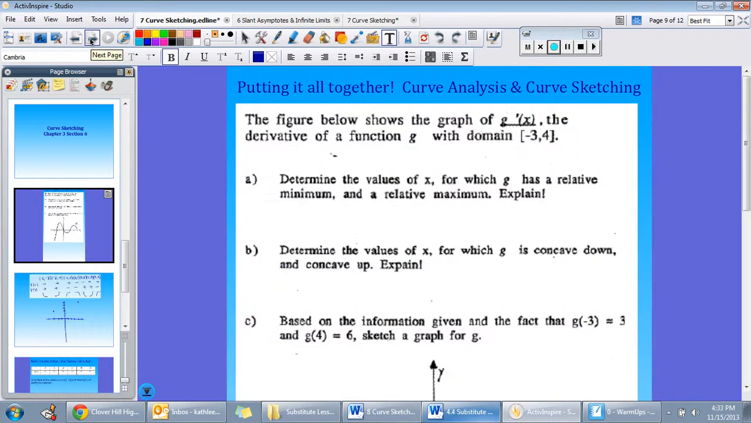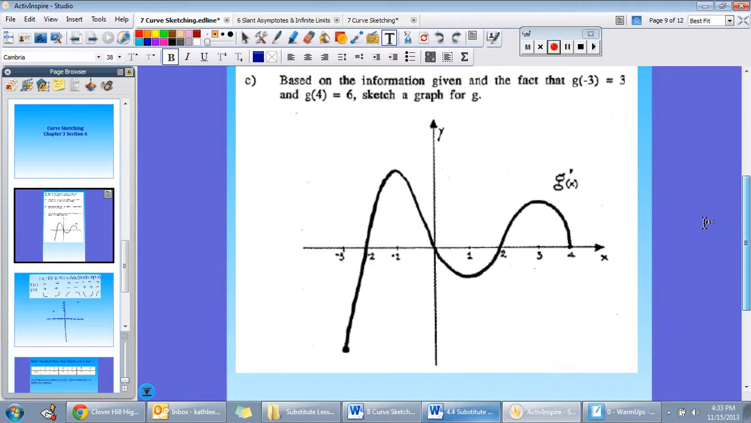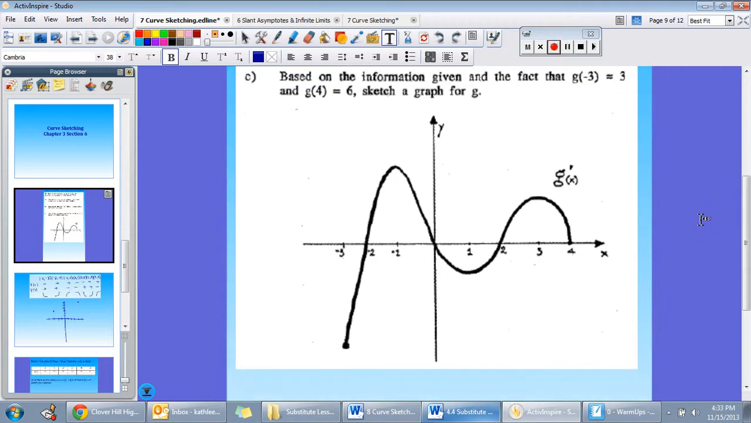Okay, so one of the things we want to be able to do is analyze a graph or analyze a curve and then be able to sketch an original, especially if you're given a derivative curve. So one of the worksheets that you got in class or are going to get in class is this graph of g prime of x.